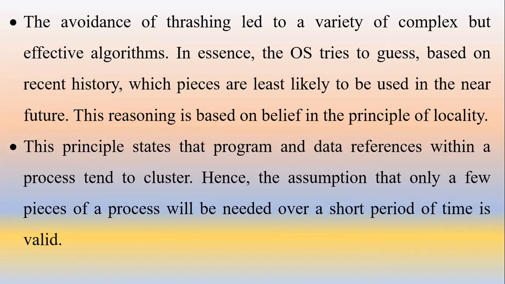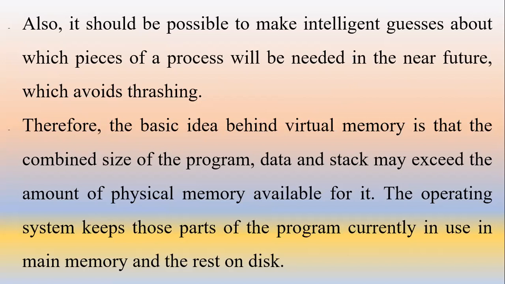In essence, the operating system tries to guess, based on recent history, which pieces are least likely to be used in the near future. This reasoning is based on belief in the principle of locality. This principle states that program and data references within a process tend to cluster. Hence, the assumption that only a few pieces of a process will be needed over a short period of time is valid. Also, it should be possible to make intelligent guesses about which pieces of a process will be needed in the near future, which avoids thrashing.